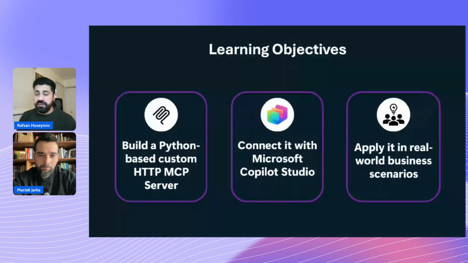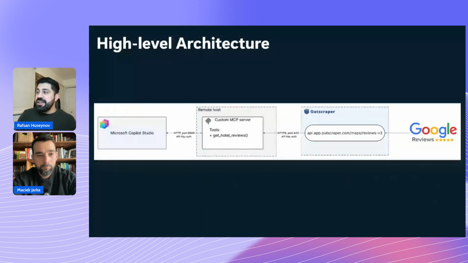So, high-level learning objectives. First, we will show you how you can create your own Python-based custom HTTP MCP server. It's going to be on cloud. You don't have to host this on your device. Then we will show you how you can connect to a Microsoft Copilot Studio agent. And then we hope this is going to be inspiration for you to apply these concepts to your own real-world scenarios. So, Maciek, could you please talk about the high-level architecture here?